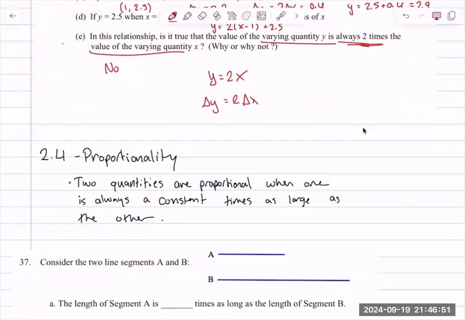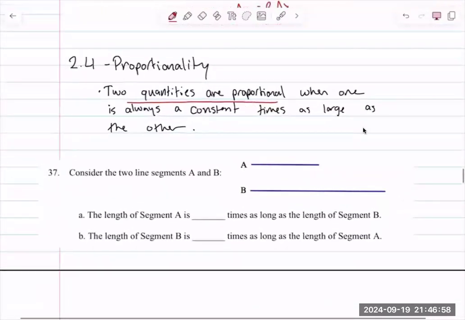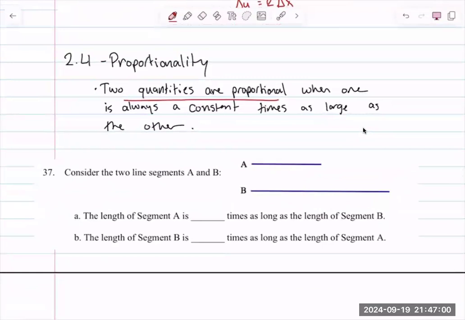So two quantities are proportional when one is always a constant times as large as the other. So let's take a look at this system right here. I would say, if my estimation skills are good, the length of segment A is about half as long as the length of segment B. And the length of segment B is twice as long as the length of segment A, right?